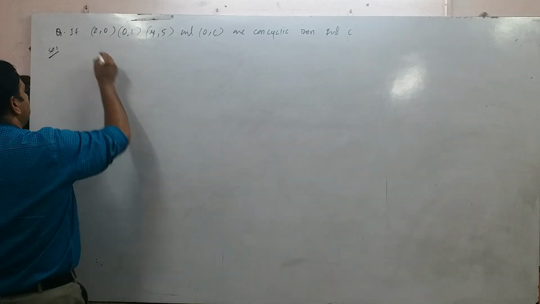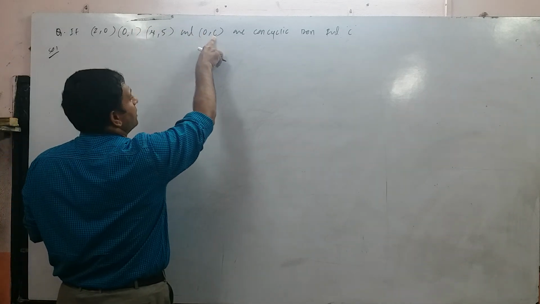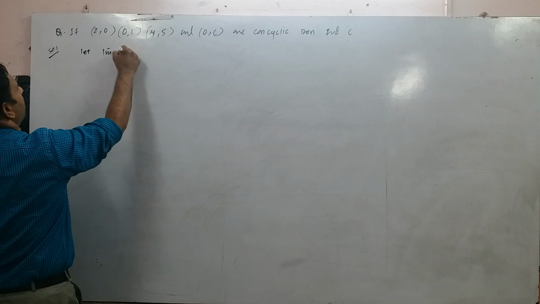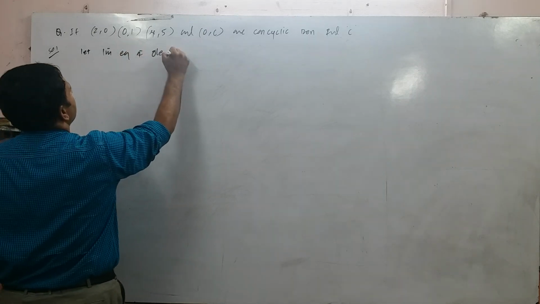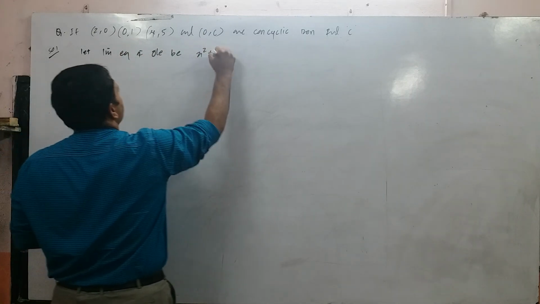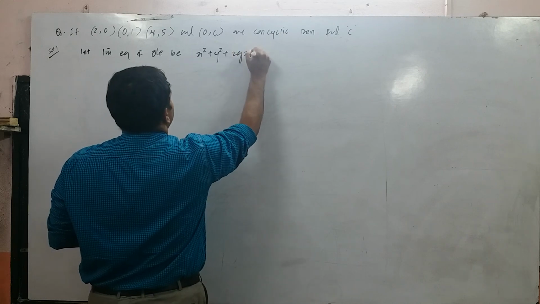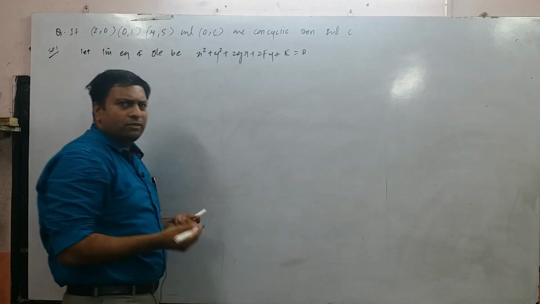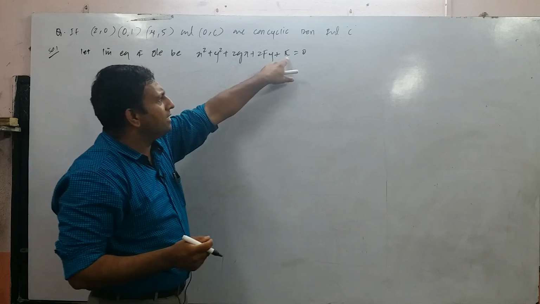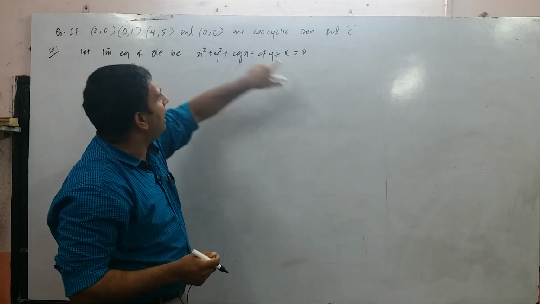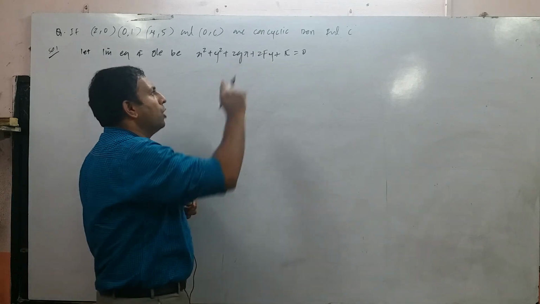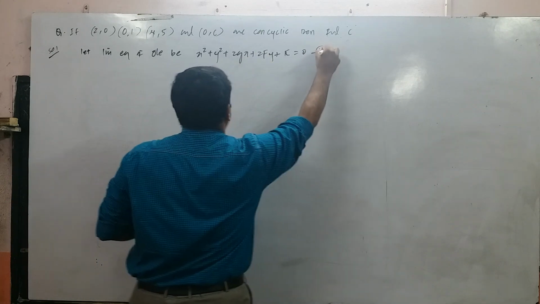Now, there is every chance that you will confuse this C with the general C which you are going to consider. So I will say let the equation of the circle be x square plus y square plus 2gx plus 2fy plus k. Any objection? Some constant. I am not taking C because you may confuse this C with this C. Many students make that mistake and I want you not to make that mistake. So I will call this equation I.